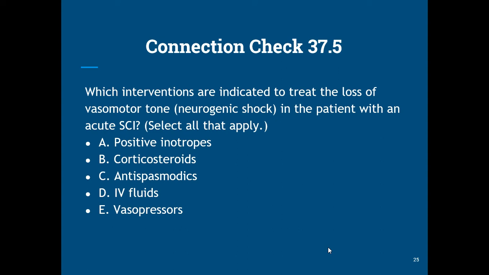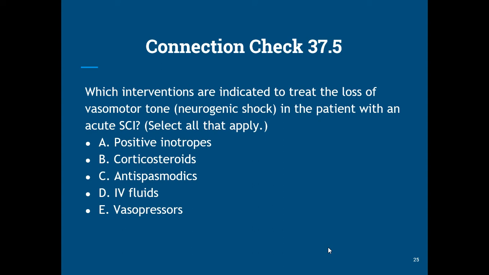Let's do a connection check here. Which interventions are indicated to treat the loss of vasomotor tone, neurogenic shock, in the patient with an acute spinal cord injury? Select all that apply. Go ahead and pause, answer the question, and then as soon as you hit play, I'll be talking again and give you the answers.